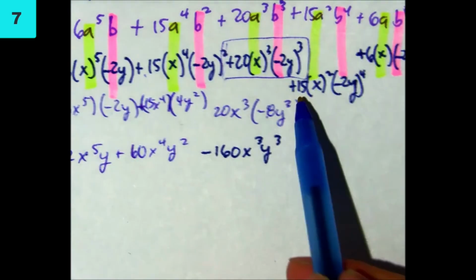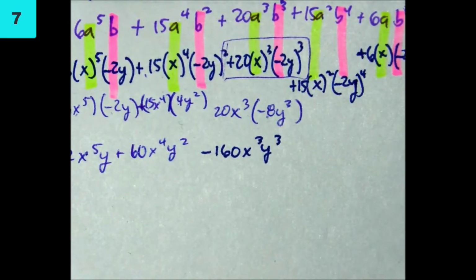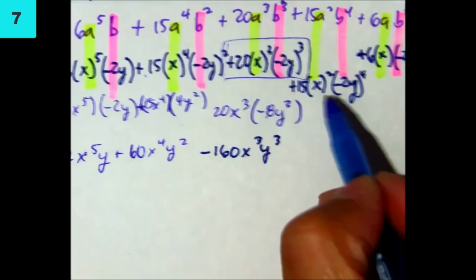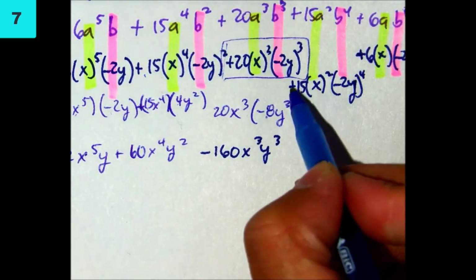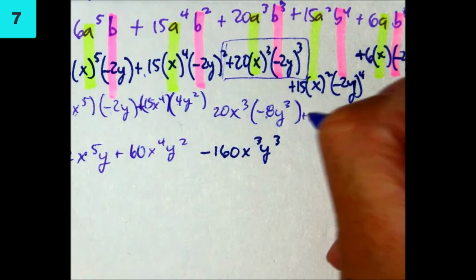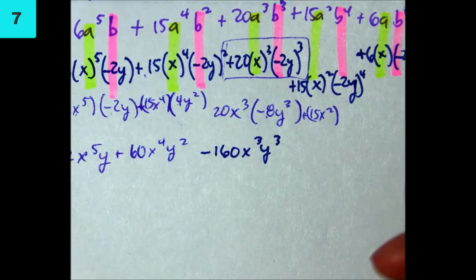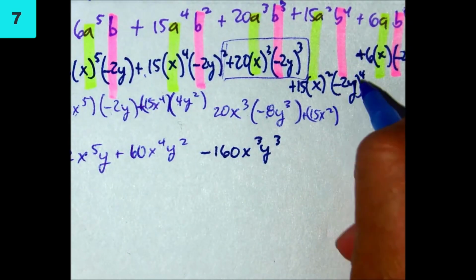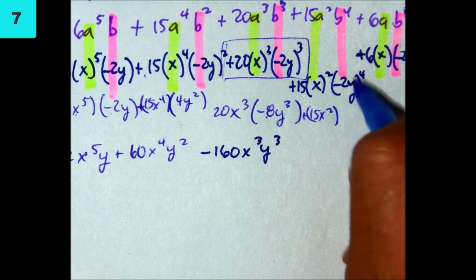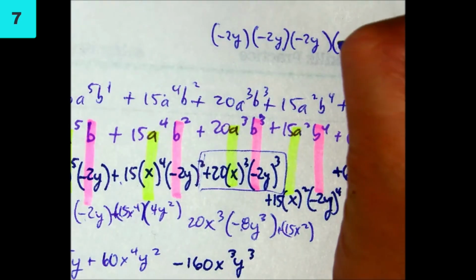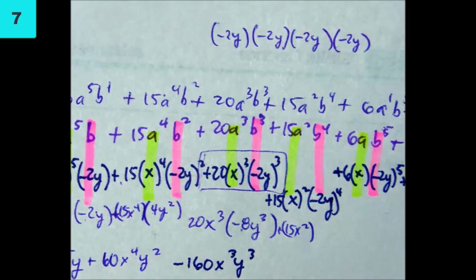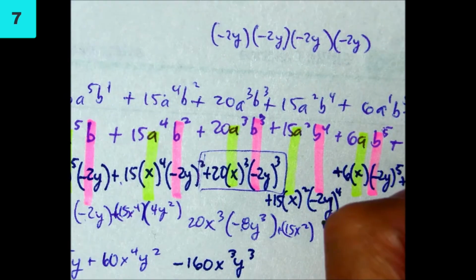Okay, let's do this one over here now. Who's this? It's going to be you, Luis. What does this become? 15 and 2x. Yup, it becomes 30x. Remember, this is negative 2y, and there's 4 of them. Here's a visual. Negative 2y to the 4th. If you multiply all those, what do you get? 16. How many y's? y to the 4th. Okay.